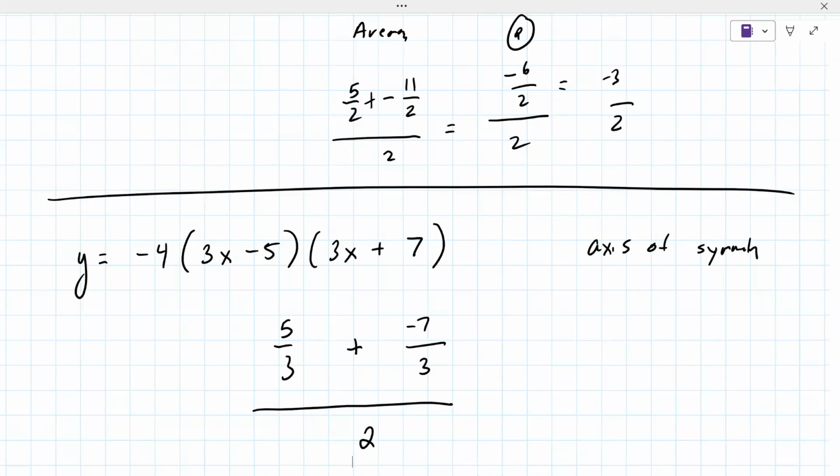I got -2/3 divided by 2. Okay, so to divide by 2 here, you can multiply by the reciprocal, multiply the top and bottom by the reciprocal, whatever you want to do here, but you're almost there.